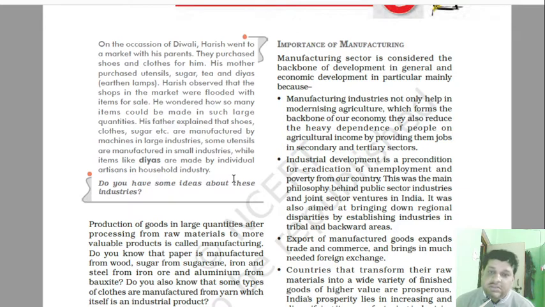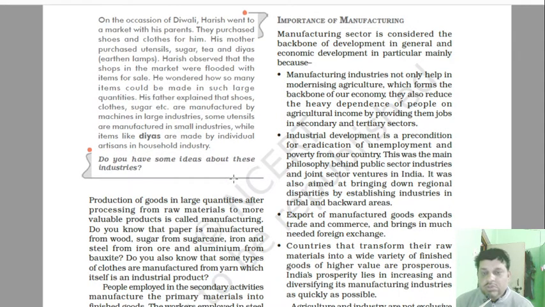the development process, the development criteria, the development stage is totally decided by the manufacturing industry's ability in that country. So the manufacturing sector is considered the backbone of development and economic development in particular. So what are the few importances of this manufacturing industry for the economic development of any country? We will have to get an idea about this one by one.